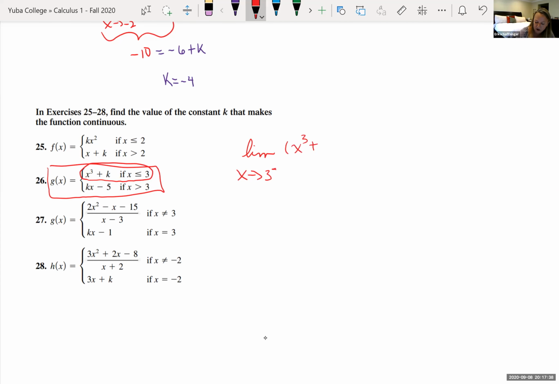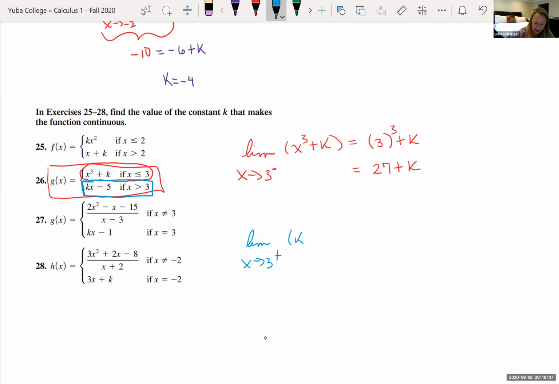So we want to go in there, wherever we see an x, we're going to plug in 3. So we have 3 cubed plus k. And so 3 cubed is 27 plus k. We want to look at the limit as x is coming to 3 from the right-hand side. And this is values where x is bigger than 3. And so that tells me I need to use this second equation.